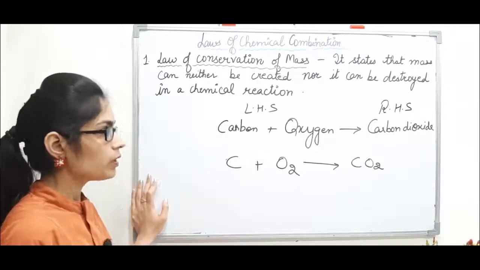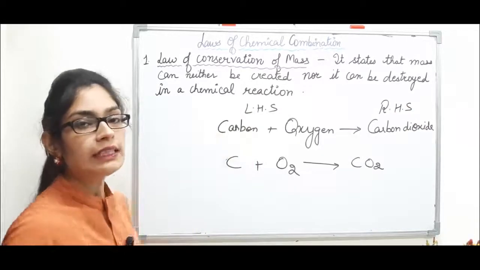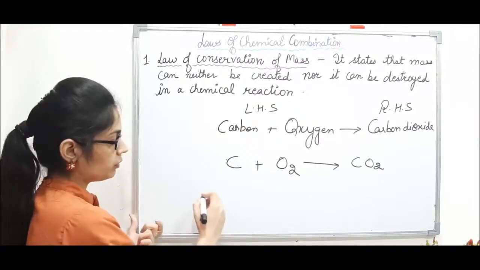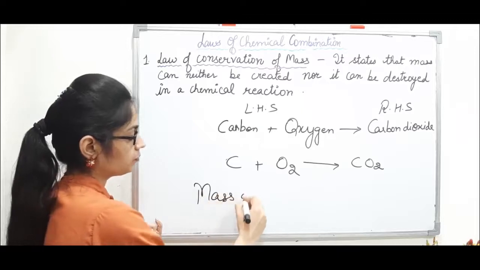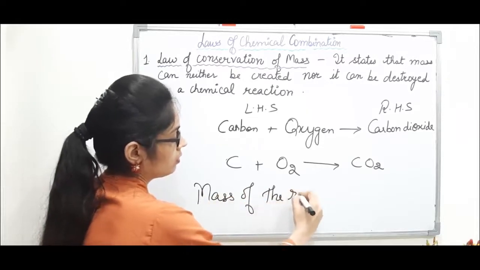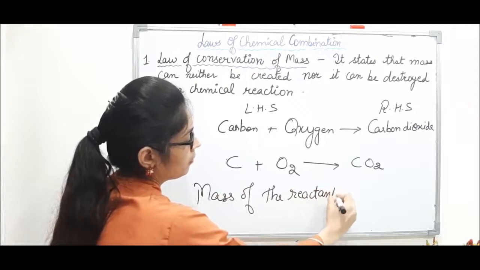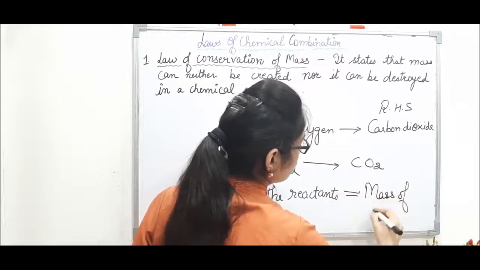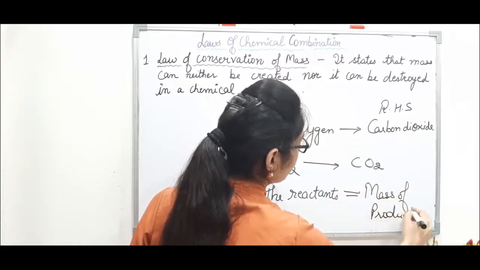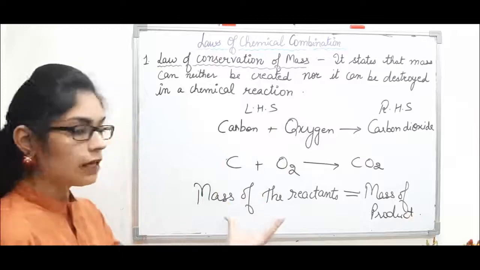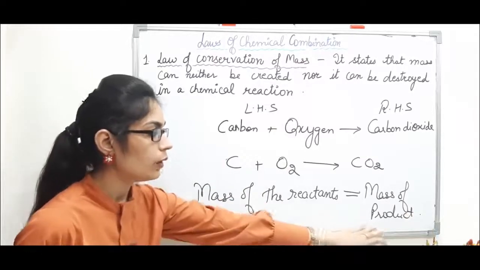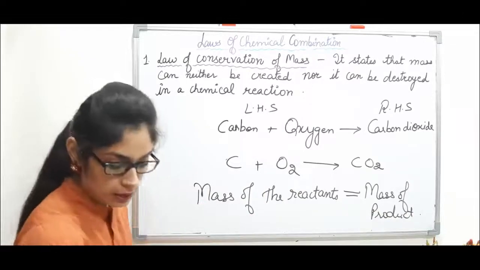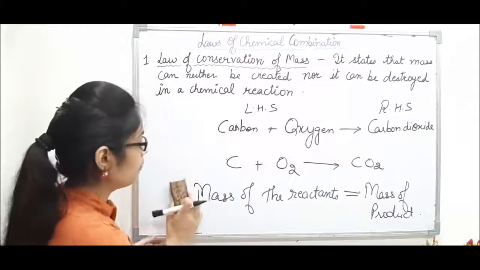the equation. According to this law, since you cannot create mass or destroy mass, the mass of the reactants will always be equal to the mass of the product. We will check this in the example which we have taken. Mass of the reactant will always be equal to mass of the product, since we cannot create or destroy the mass. So we'll verify.